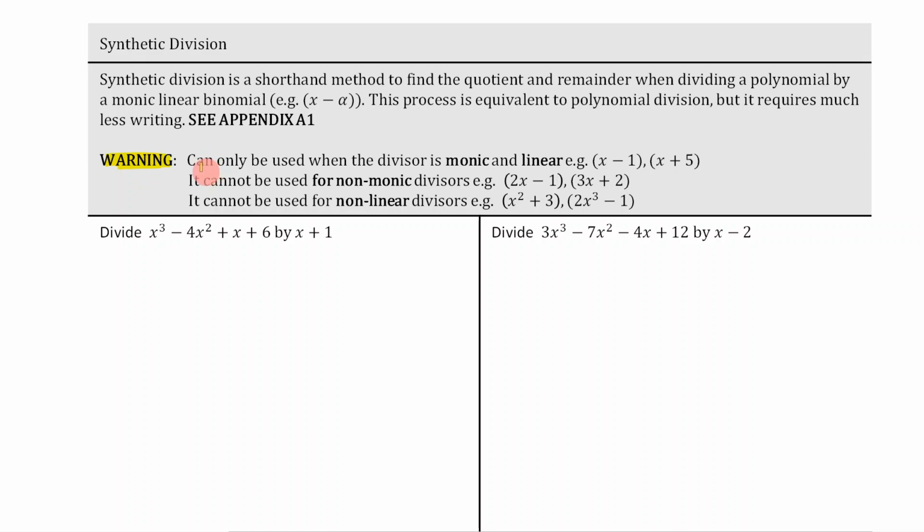Synthetic division can only be used when the divisor is monic and linear. So like x minus 1 or x plus 5, this is monic and linear. It cannot be used for non-monic divisors. Remember, something is non-monic when there is a coefficient other than 1 in front of x here. And it cannot be used for non-linear divisors. That's when you have something like a squared or a cubed here. You can only ever use it when the divisor is monic and linear. If it's not monic or linear, you have to use your traditional polynomial long division.